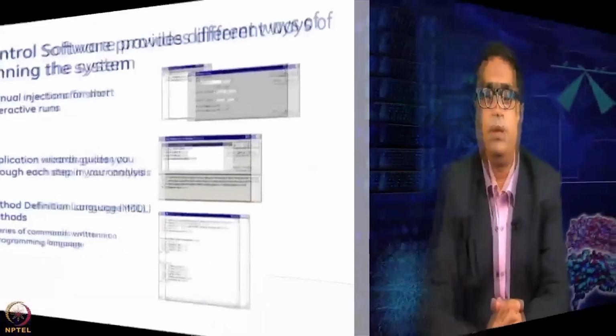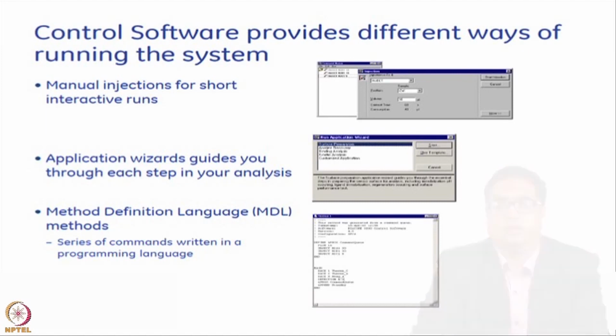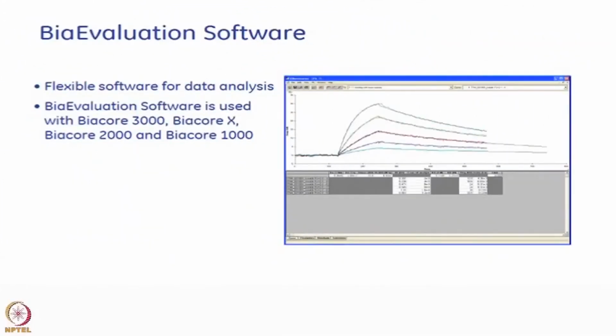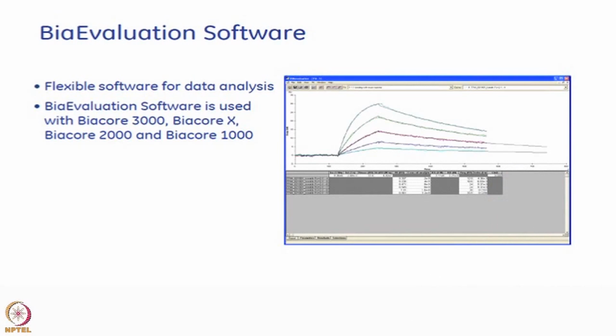Control software provides different ways of running the system. So, there are events in which we could observe them manually. There are application wizards where we can set up experiments very easily, or we could write our own method and record an experiment. Apart from that, there is also an evaluation software that evaluates the data, and that data evaluation happens by use of algorithms which fit the data and will give out a lot of other parameters for any kinetic event.